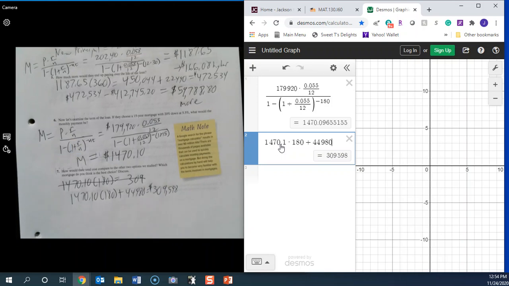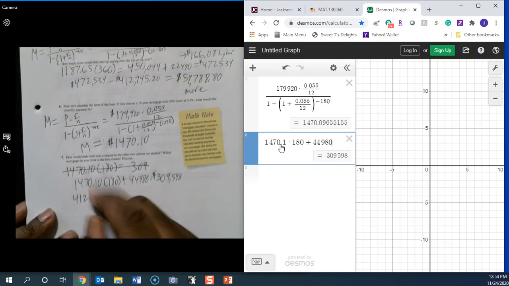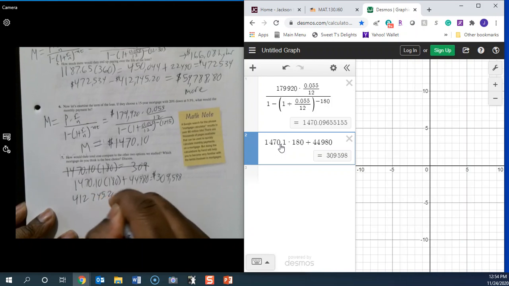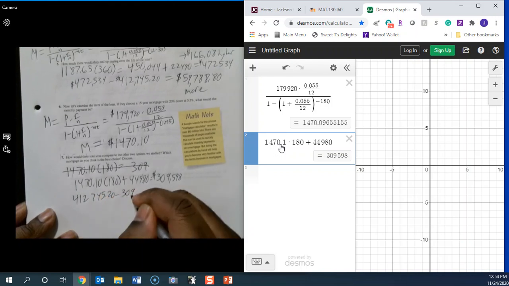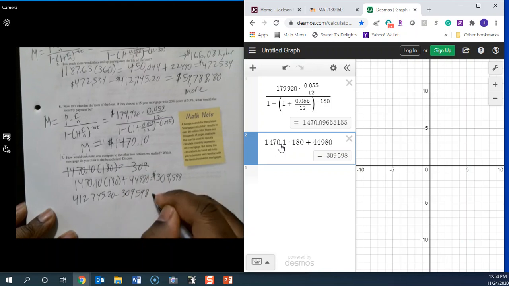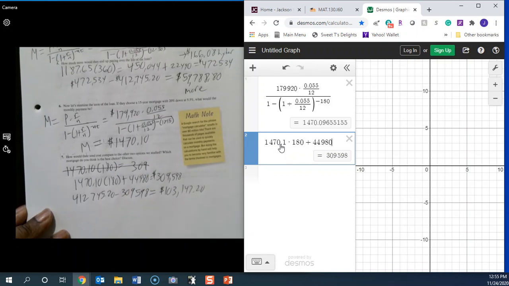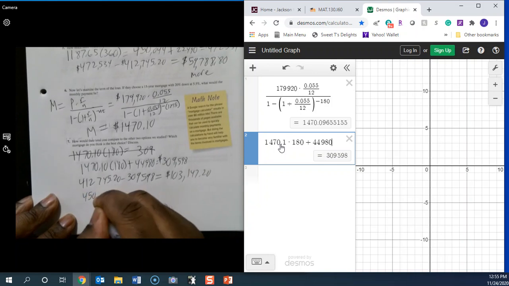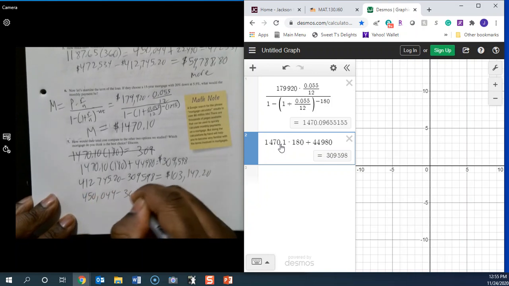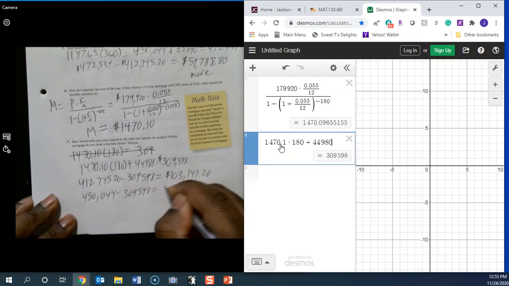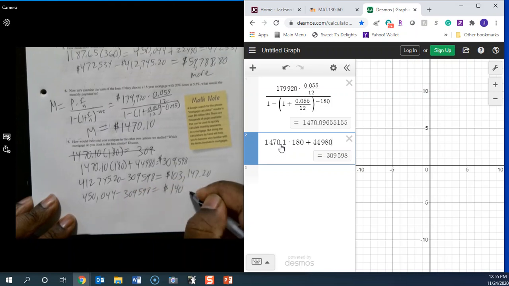Okay, now we're going to compare this to all the rest. So we will go with the first value we did at the 20% and subtract this 309,598. And when we subtract that, that will give us $103,147.20 that we would save. And then when we take the 10% down payment, that will let us save $140,446.